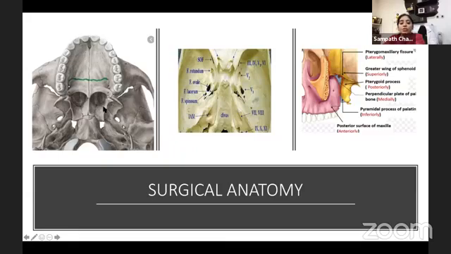This pterygoid process has two plates, the medial pterygoid plate and the lateral pterygoid plate. The pterygoid process and the medial pterygoid plate form the lateral wall of the choana, and it is related laterally to the vomer. And the pterygoid process is related anterior to the foramen ovale.